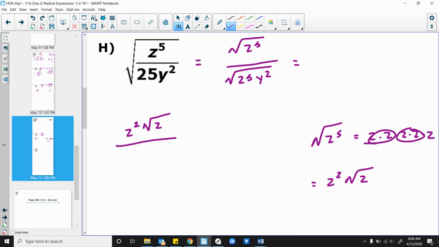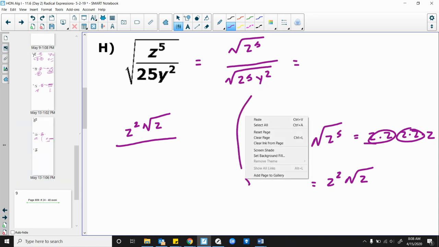And then if you haven't caught on yet that on the bottom this is going to be 5y, here's what we can do. Same thing. You can write an arrow down here.